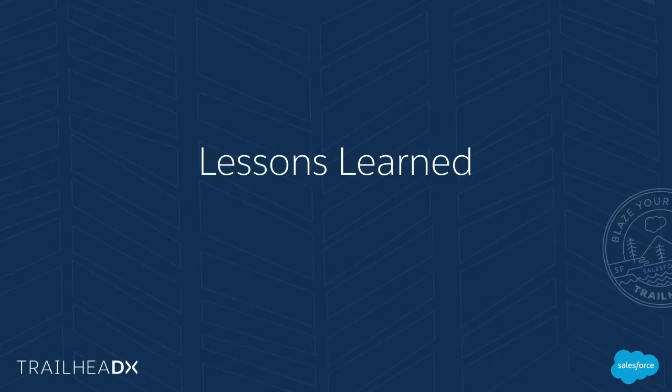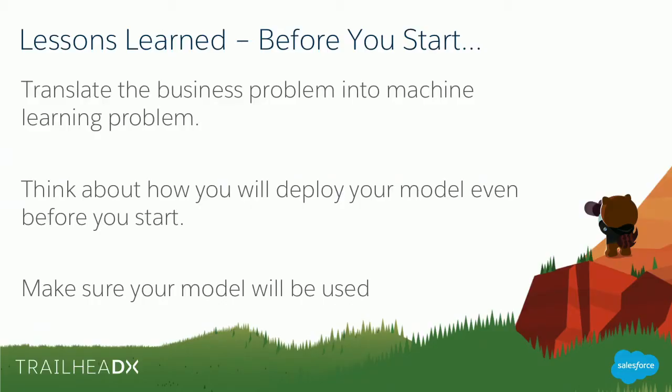OK. So the final section, in our remaining 6 minutes, is to start talking about some lessons learned. We broke this up into different spots. The first spot is when you're trying to solve your machine learning problem: things to think about before you start.